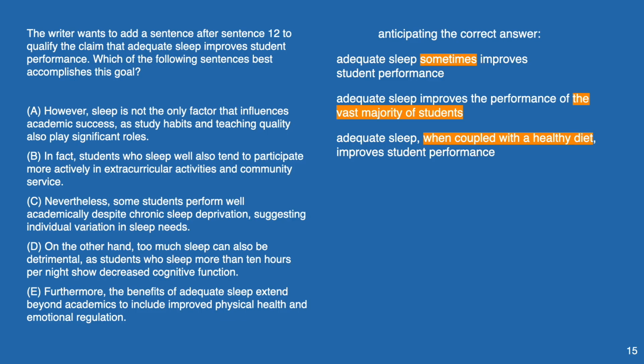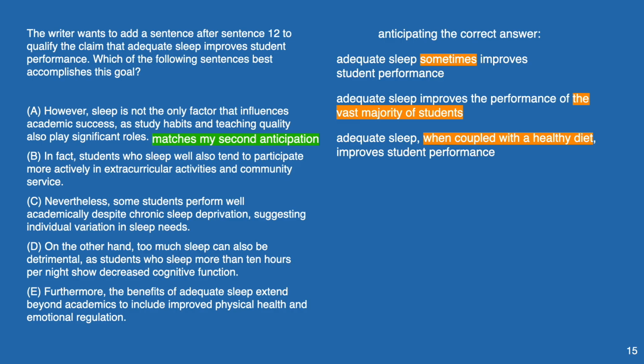Now, let's look at the choices. Choice A: however, sleep is not the only factor that influences academic success, as study habits and teaching quality also play significant roles. Choice A works like my second example. It acknowledges the claim is valid but not absolute. Sleep helps, but sleep alone isn't the magic pill. Now, many students get stuck between choice A and C.